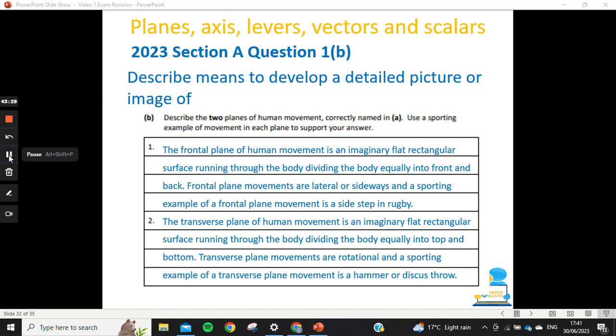So same again for the second question. The transverse plane of human movement. So we're explaining what a plane is. It's an imaginary flat rectangular surface running through the body, dividing the body equally into top and bottom. So that's the transverse plane. Transverse plane movements are rotational, so like we had earlier with our hammer throw, our pirouette, our gymnastics twist. And a sporting example of a transverse plane movement is our hammer or our discus throw.